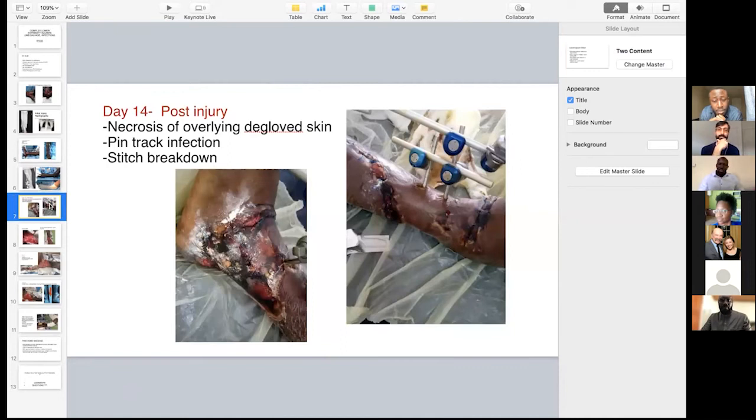14 days into his injury, we had necrosis of the overlying degloved skin. There were visible pin track infections. The stitches broke down, and at some point, the bone on the anterior aspect of the tibia was also exposed.